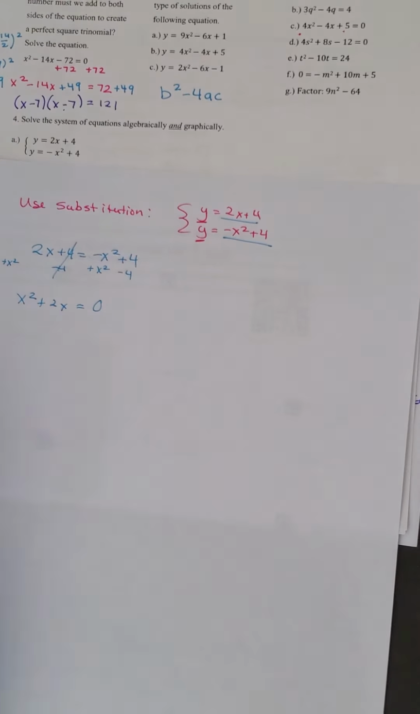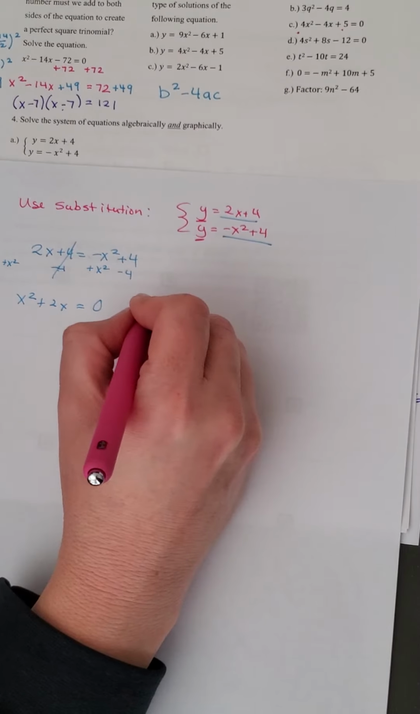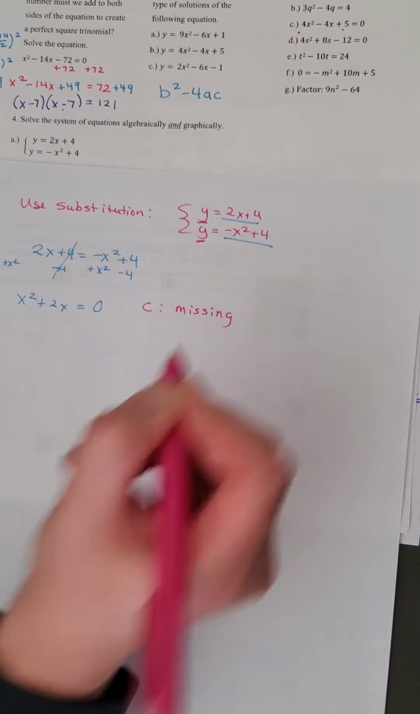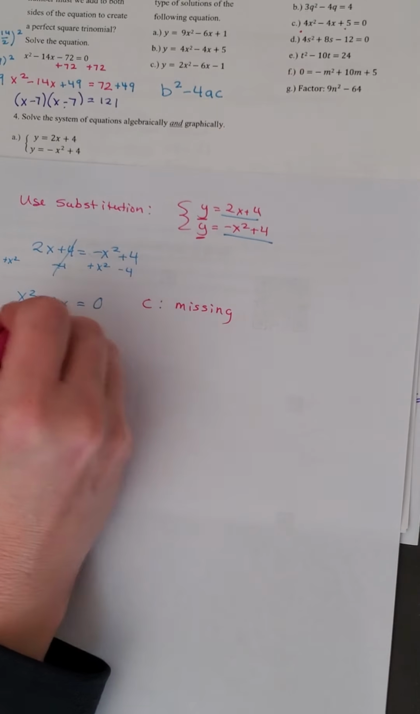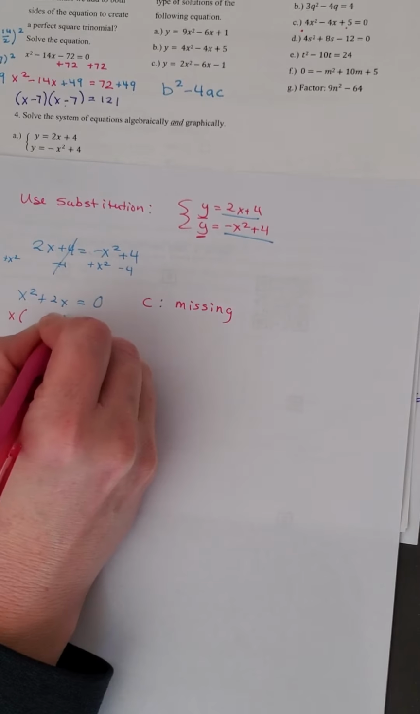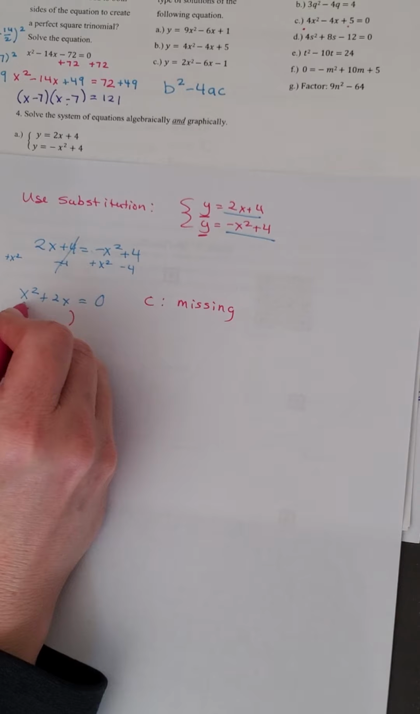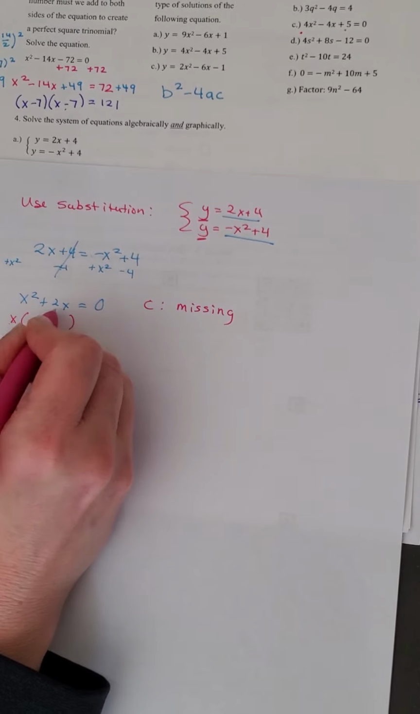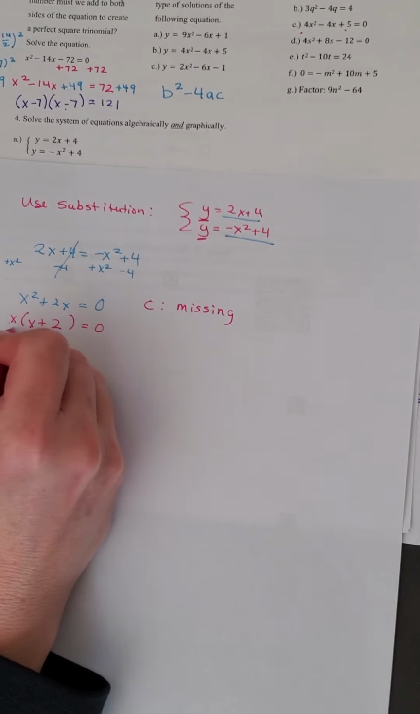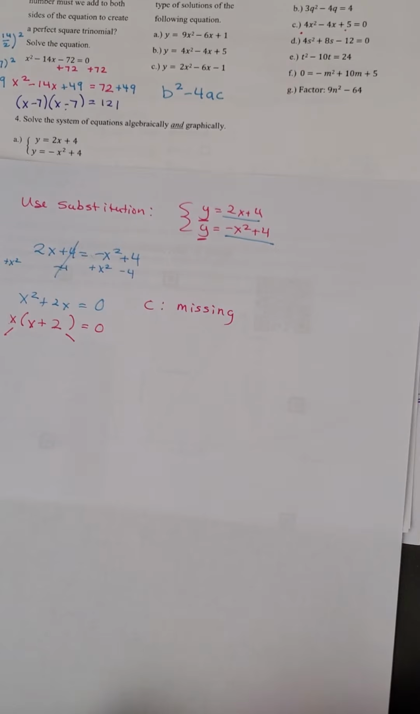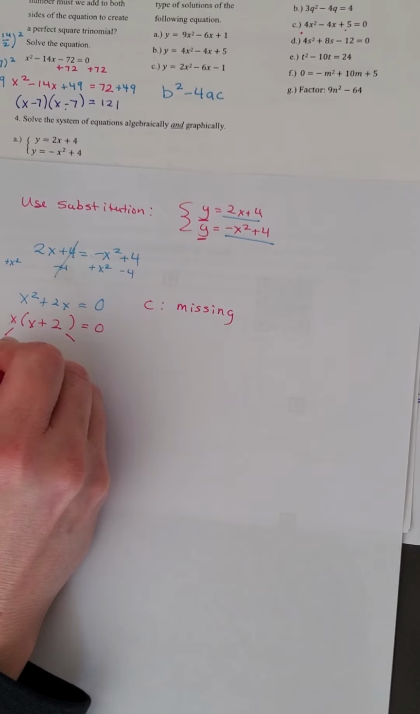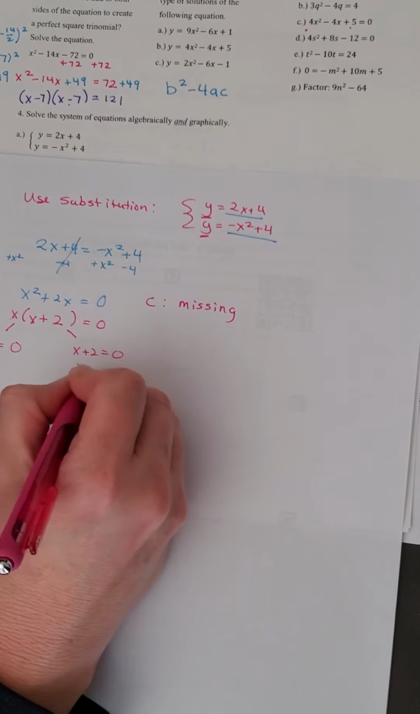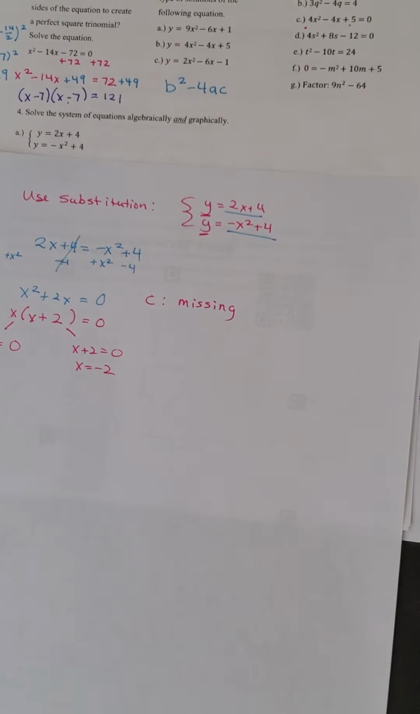And so now I'm going to solve by factoring, because c is missing, right? C is missing. It's easiest to just take out the GCF. So the GCF of x squared plus 2x is x. If I pull an x out, x times what is x squared? X times x. And x times what is 2x? 2. And then I set both equal to 0 and solve. This one's finished. There are my two solutions for x.